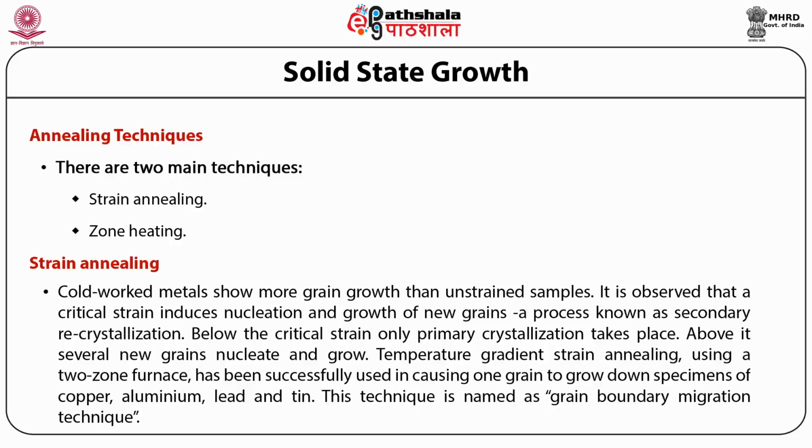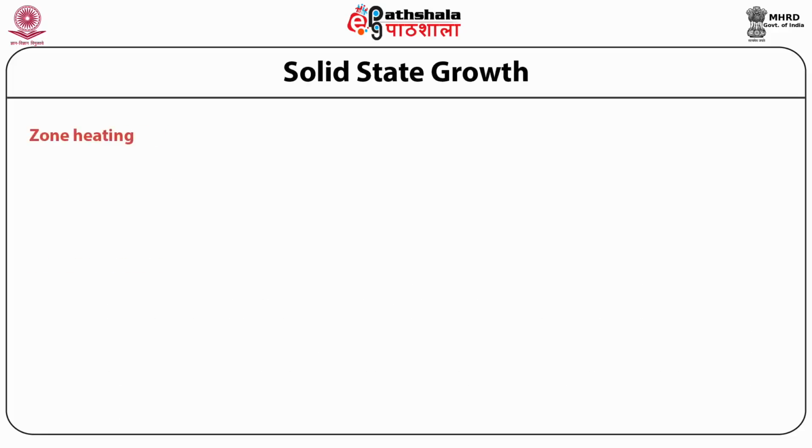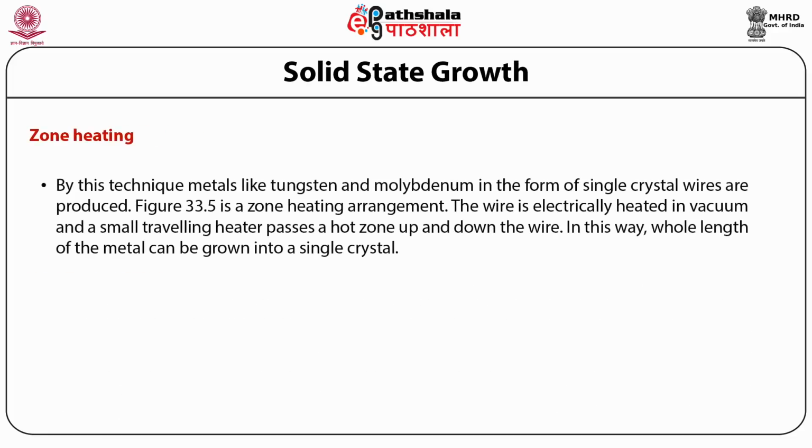Temperature gradient strain annealing using a two-zone furnace has been successfully used in causing one grain to grow down specimens of copper, aluminium, lead, and tin. This technique is named the grain boundary migration technique. The next is zone heating. By this technique, metals like tungsten and molybdenum in the form of single crystal wires are produced.